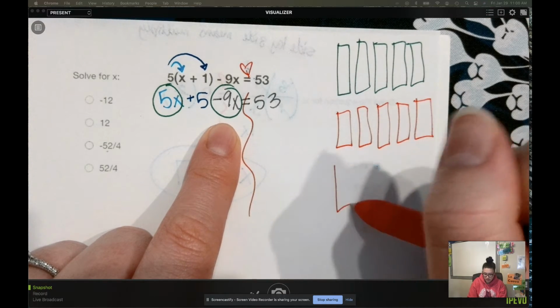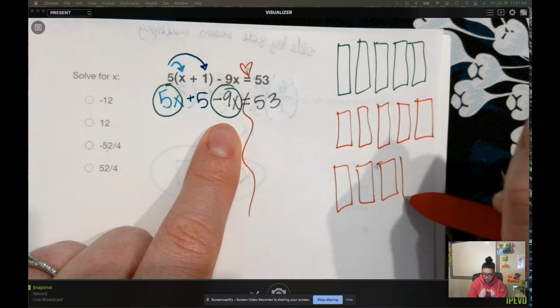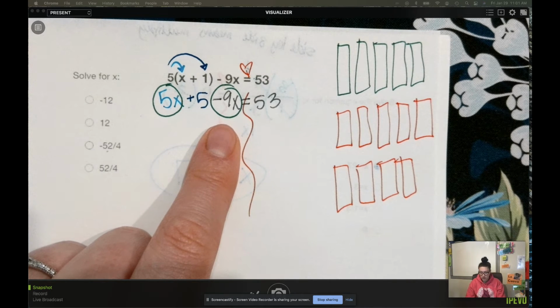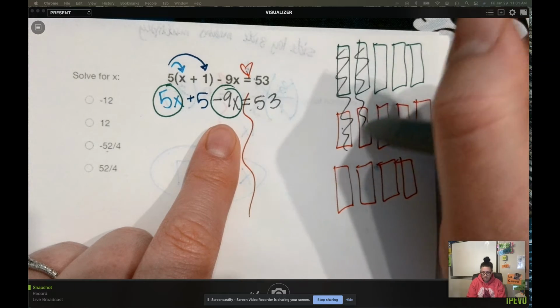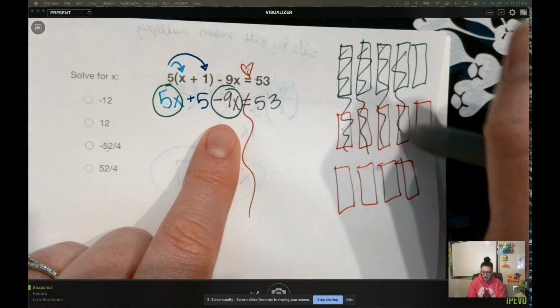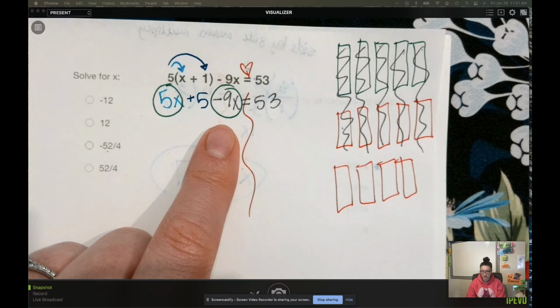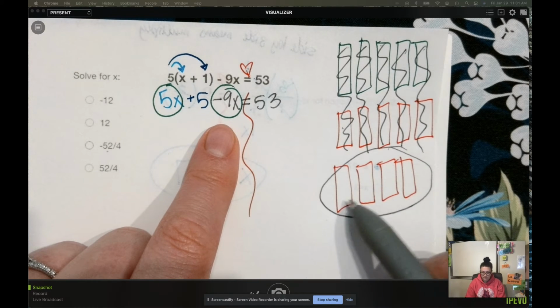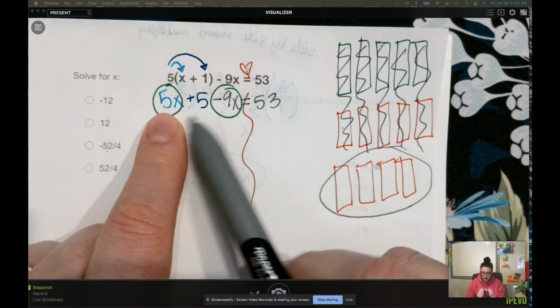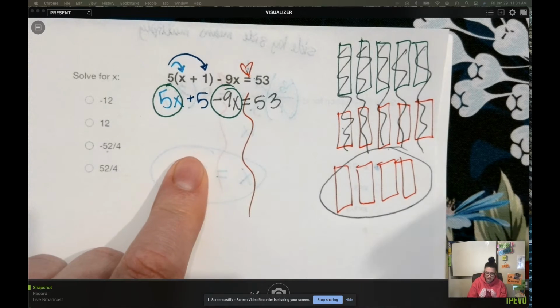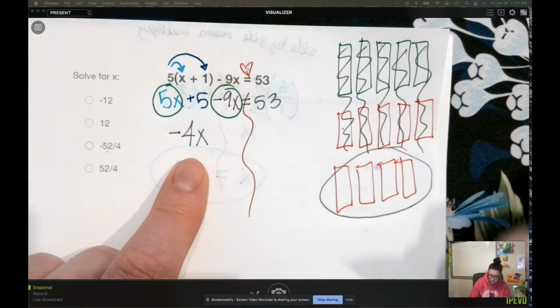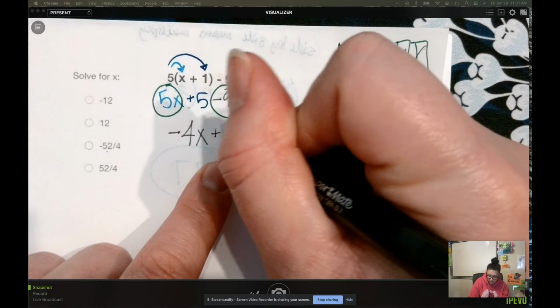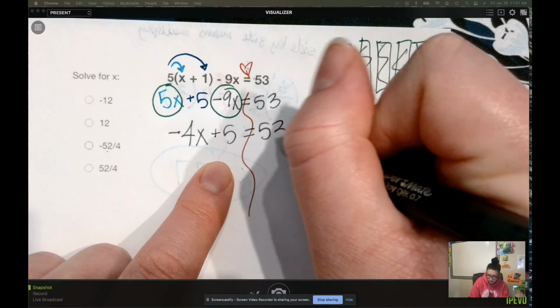Remember, these longs represent x's. And we've talked about how a positive and a negative make a zero pair. So these eliminate each other. These eliminate. I keep on eliminating until there's only one color left. I see I have 4 negative x's left. So that means 5x minus 9x gives me a negative 4x. I keep my plus 5, and I keep my 53.